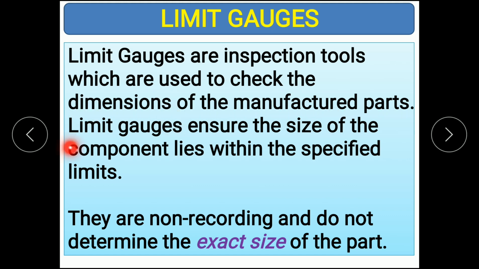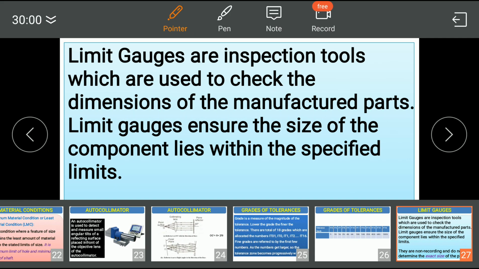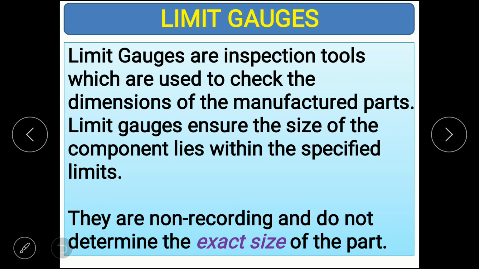Limit gauges ensure the size of the component lies within specified limits. It is important to understand that limit gauges ensure the size of the component lies within specified limits, but they are non-recording and do not determine the exact size of the part. Look, suppose I give an example. Suppose there is a shaft of 10 plus or minus 0.1. The upper limit here is 10.1, the lower limit is 9.9.